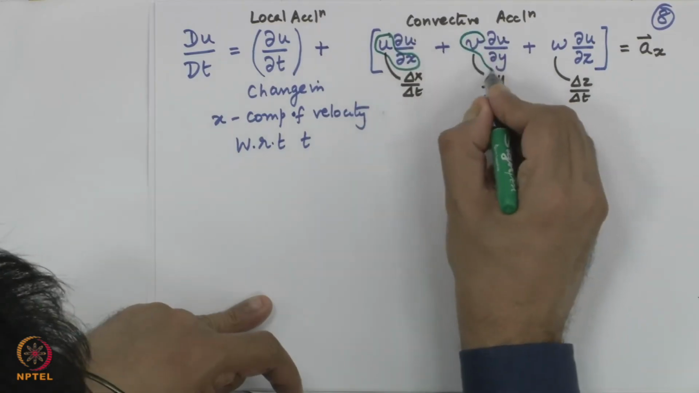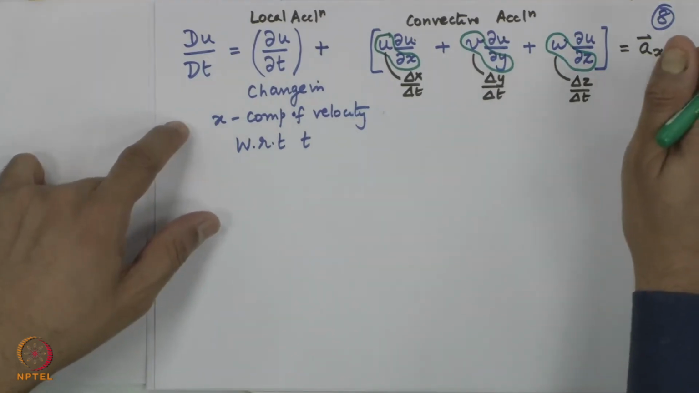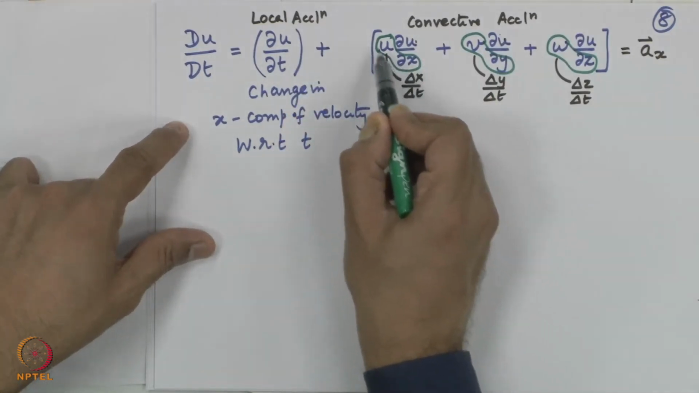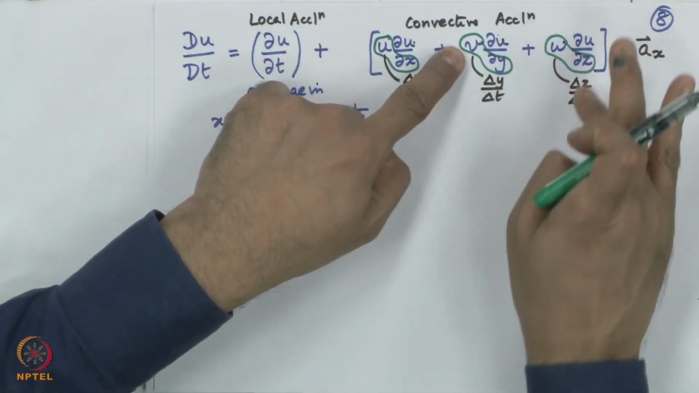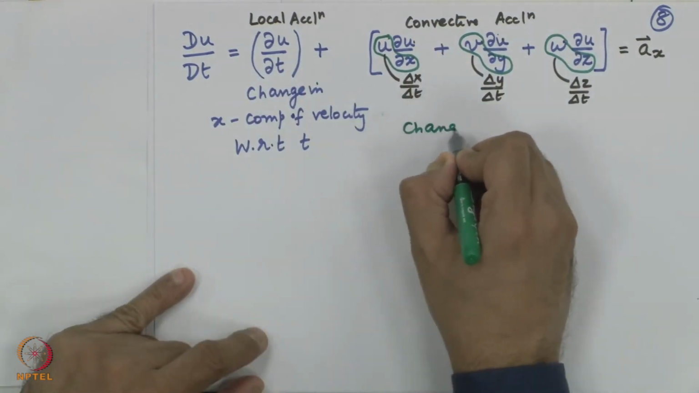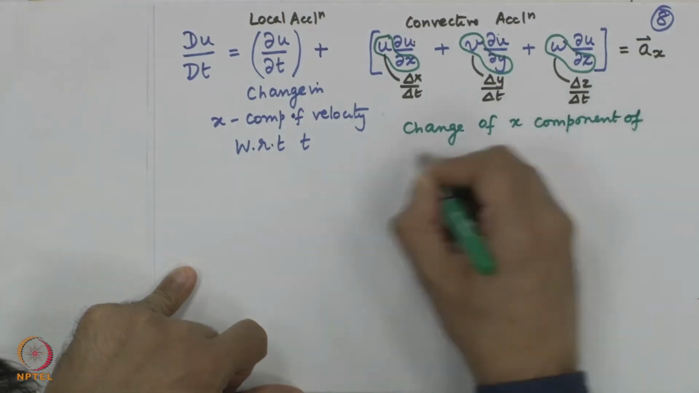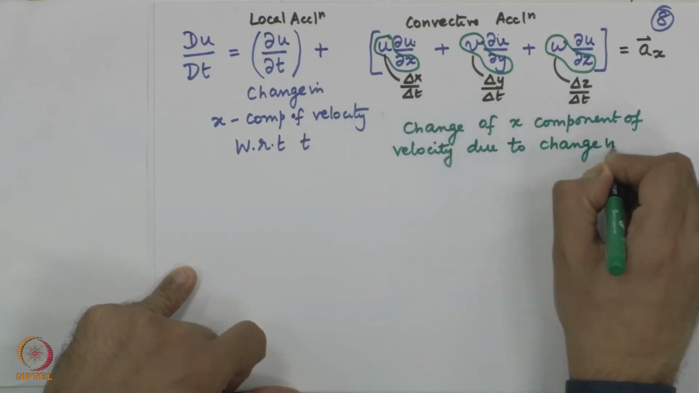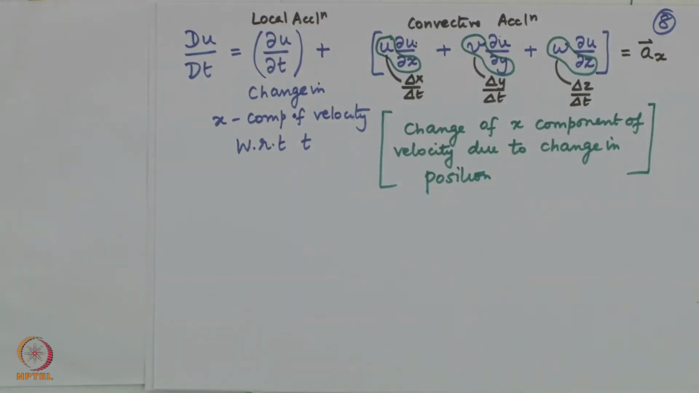Please remember this. u with respect to x here, v is with respect to y, w is with respect to z. X momentum, x component of the acceleration. So everything here is for u. The carrier and the coordinate with which you are taking the derivative will all be the same. u du by dx, v du by dy, w du by dz. Change in x component of velocity due to change in position. This part is what is non-zero in a nozzle.